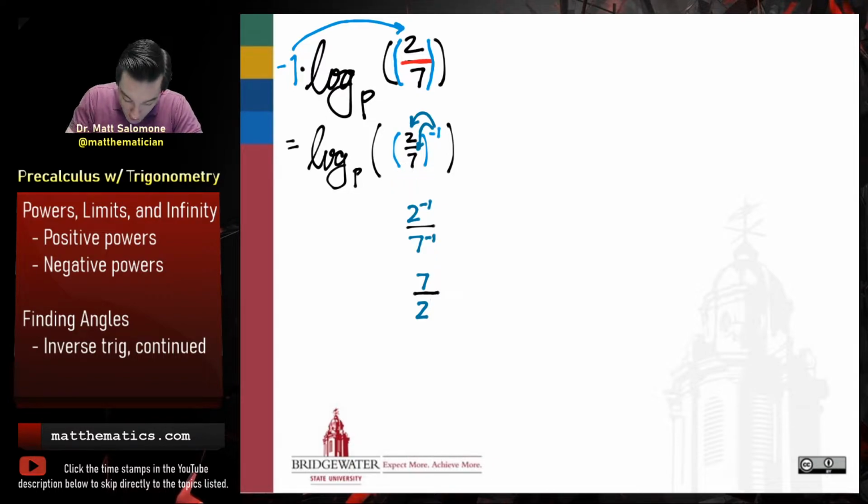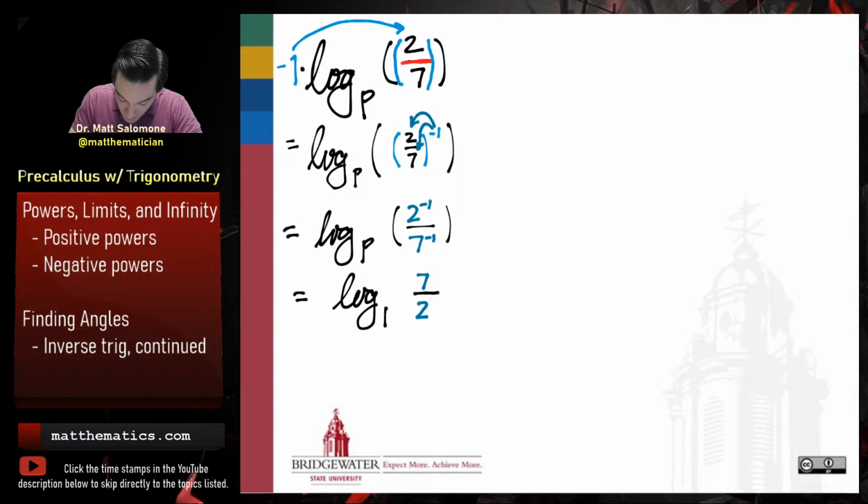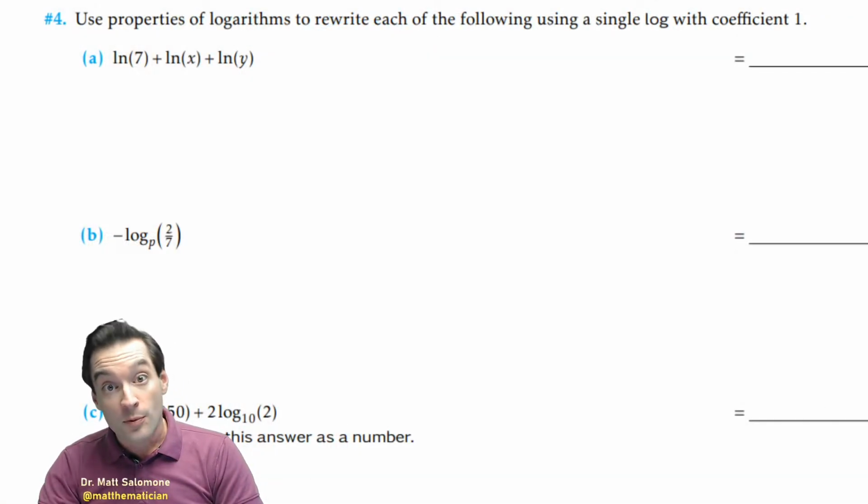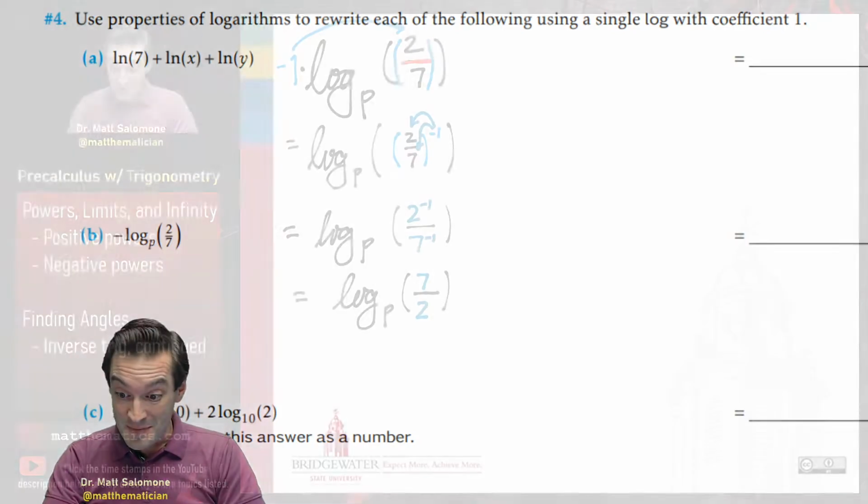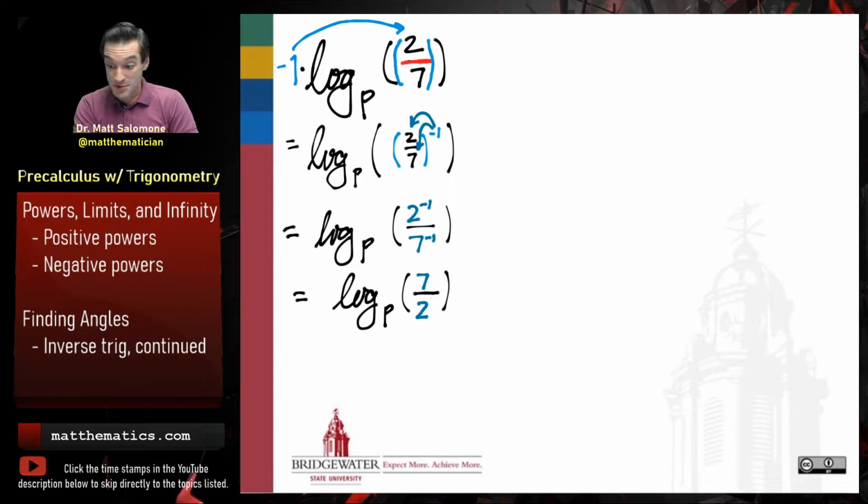And if I restore my logarithms in their proper places here, then here's what I have. Log base p of 7/2. And this is the point where, if I read the question prompt carefully, which is always a good idea, to make sure that we're doing what's being asked here: use the properties of logarithms to rewrite each of the following using a single log with a coefficient of 1. Actually, at this point, I think I would have to dust off my hands and say this has done what the question has asked me to do.